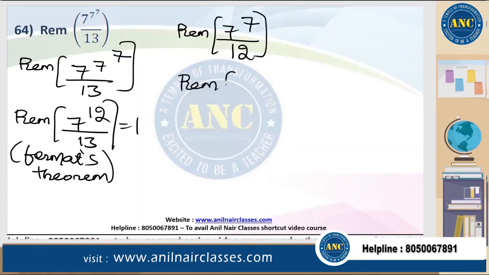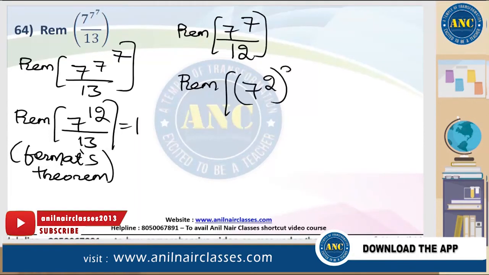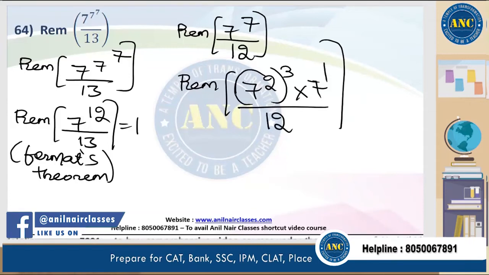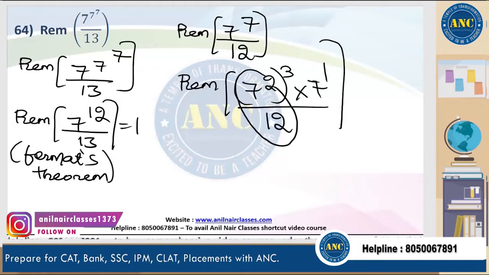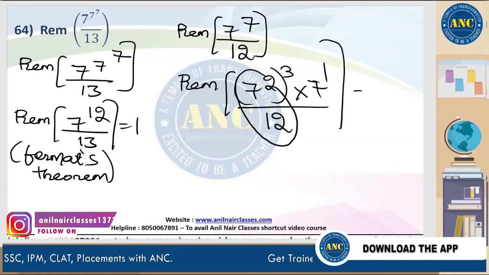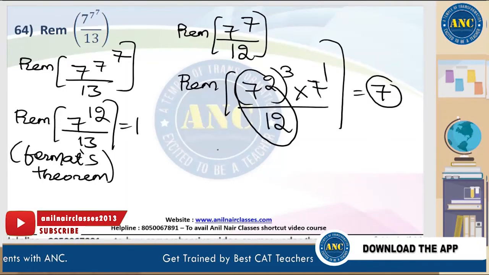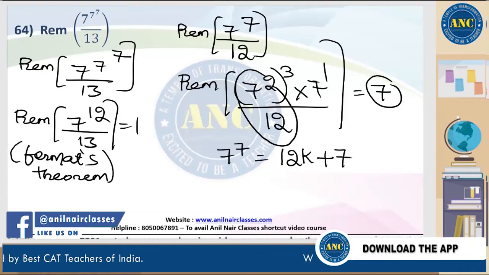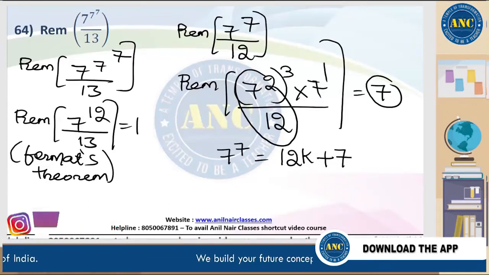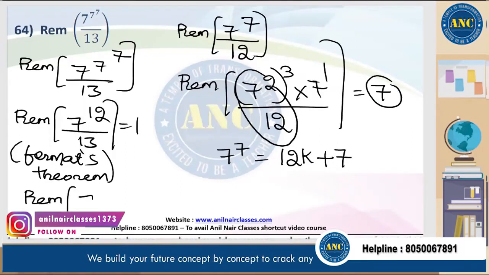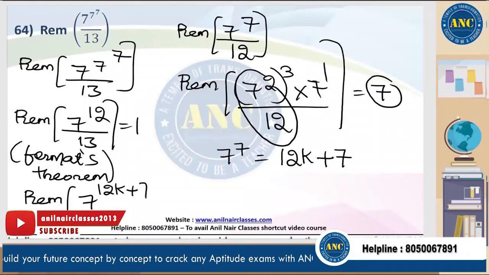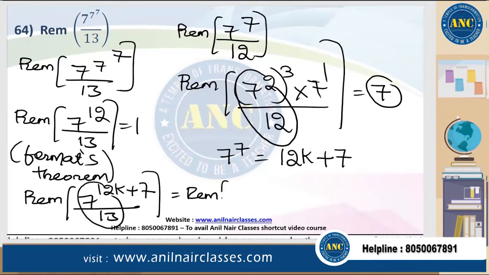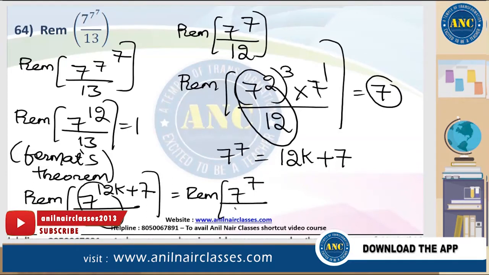This is nothing but remainder of 7 square power 3 into 7 power 1 divided by 12. 49 divided by 12, 12 fours are 48, remainder 1. 1 into 7 is 7. So 7 power 7, when divided by 12, gives a remainder 7. So 7 power 7 is 12k plus 7. So this is nothing but remainder of 7 power 12k plus 7 divided by 13, which is the remainder of 7 power 7 divided by 13.